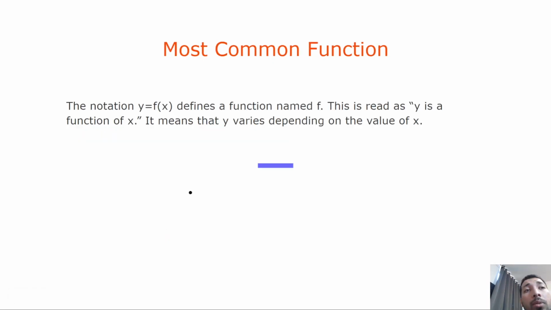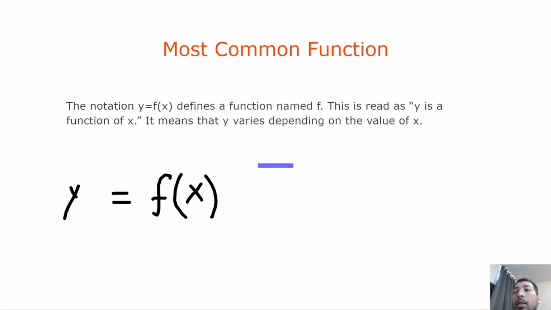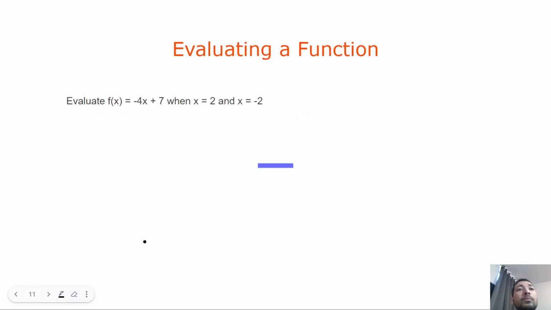In Algebra 1, most of the times our function will be represented using the variables x and y, and the letter that will be used to represent this function will be f. This is a typical scenario that will be observed most of the times. And here, this output y will be depending on this input x. So y varies depending on the value of x.